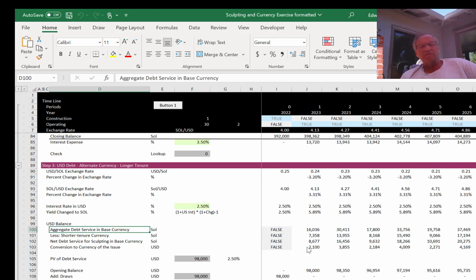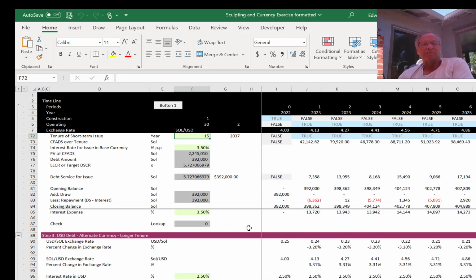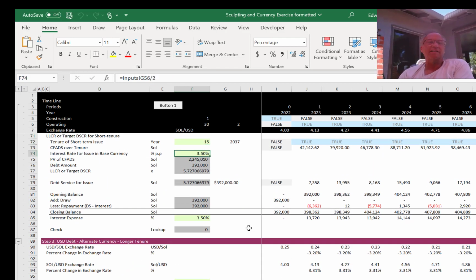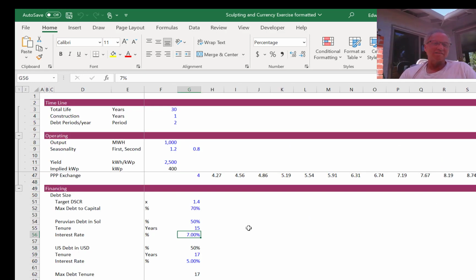Okay, and so now we're going to just do a couple of calculations. And we said, the USD rate is 2.5%. That sounds great, isn't it? The Soles interest rate, this is 5%. It's 2.5 divided by 2. So it's a 5% rate. The Soles rate was 3.5 times 2, I think is 7%. So the USD rate is lower. That's really good.